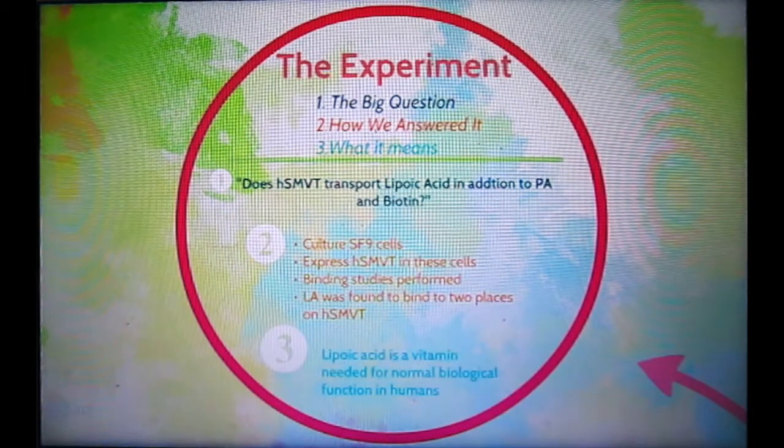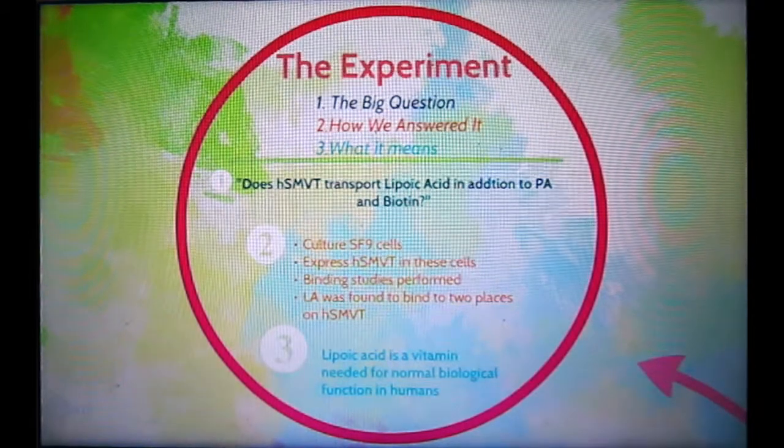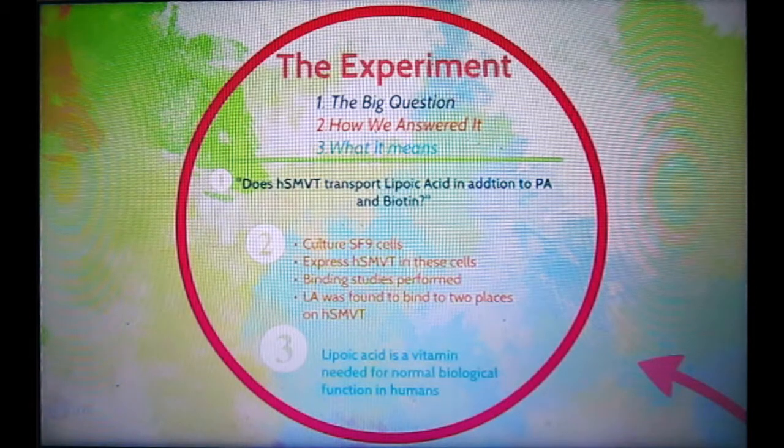And how was this question answered? We cultured SF9 cells, which are a type of insect cell. After that, we expressed the HSMVT protein in these cells. To express means that we used bacterial transformation to take the gene of interest, which is the gene that tells the cell to produce the protein HSMVT. We transfected the SF9 cells with this, so the SF9 cells would in turn produce the protein HSMVT. Then the HSMVT was purified and isolated from the cell, and binding studies were performed in a radioisotope lab.